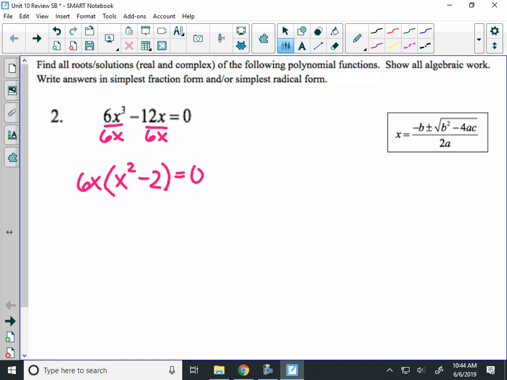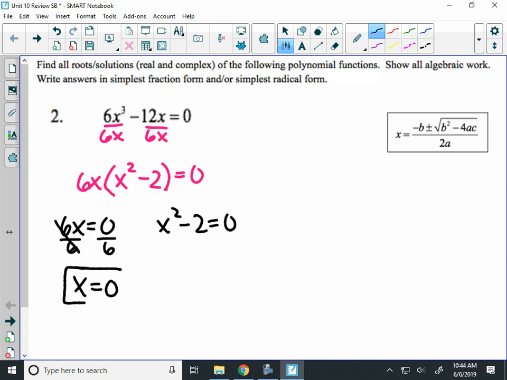Now, x squared minus 2 doesn't factor anymore, and I can set them both equal to 0. So I'm going to set 6x equal to 0, and x squared minus 2 equal to 0. On the left one, I'll divide by 6. 0 divided by 6 is 0, so that's one of my three roots. The other factor, I'm going to add 2 to both sides. Get x squared equals 2.